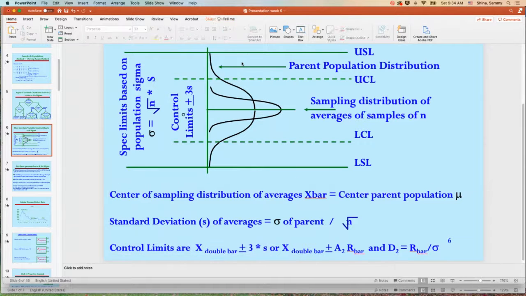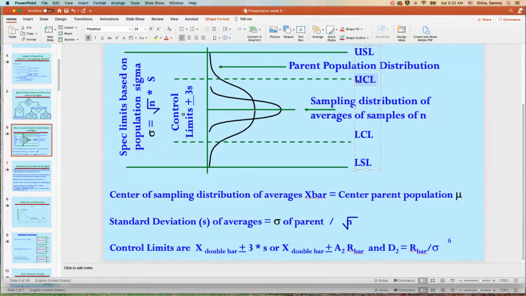It doesn't mean that if a point happens here, between the upper control limit and the upper spec limit, it's outside of control, but it is a good unit. So you've got to be very careful that the upper spec limit is in no way related to the control limit. It's only related by the Six Sigma formula. So I just want to remind you of that.